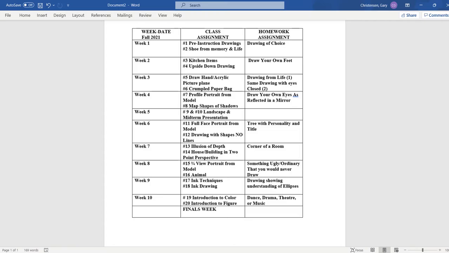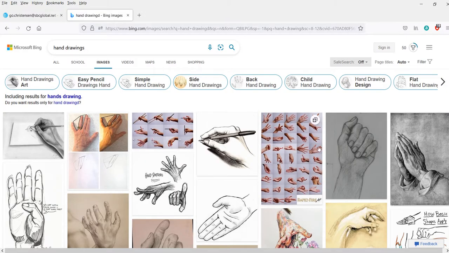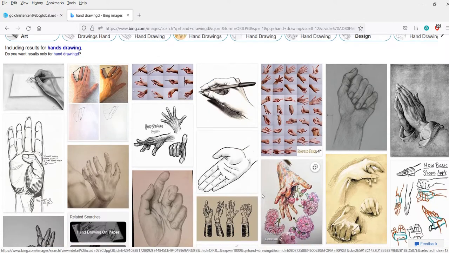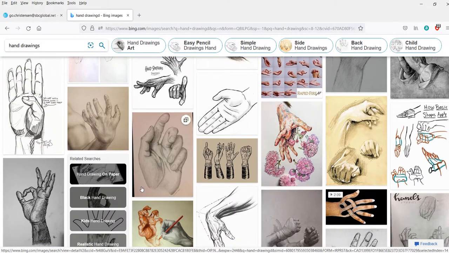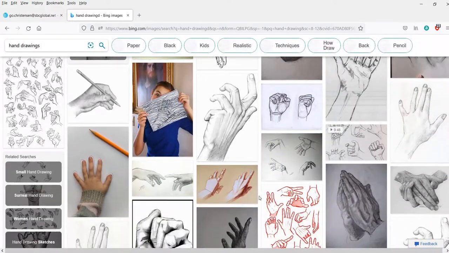All right, let's talk about and see some examples. So here are some drawings of hands. I go to Bing, and I put in, in this case, hand drawings. So you can see what they look like in graphite, many of them. Some are shaded more than others. I say you should shade more than anything, so you show a lot of shape that way.